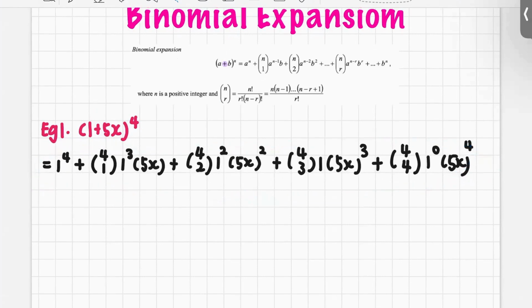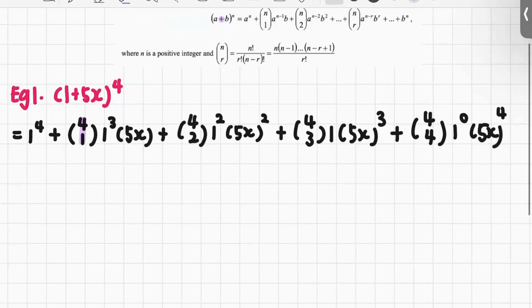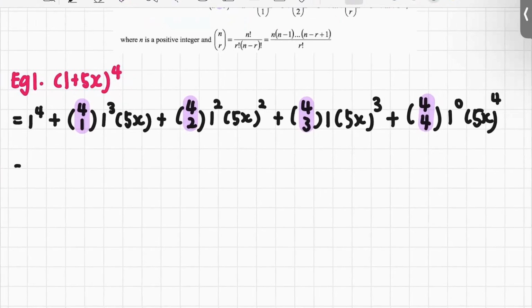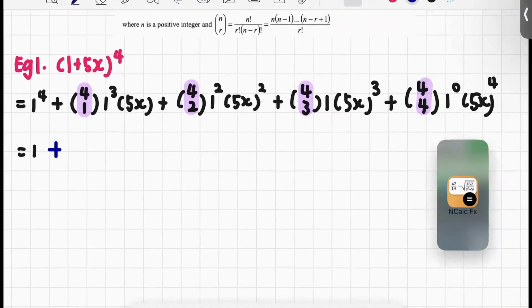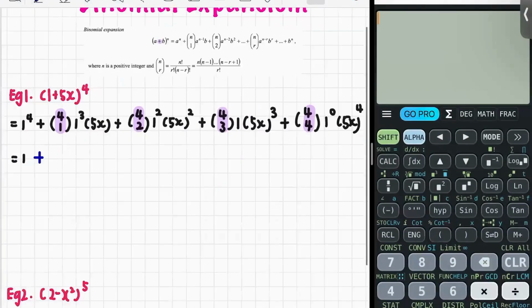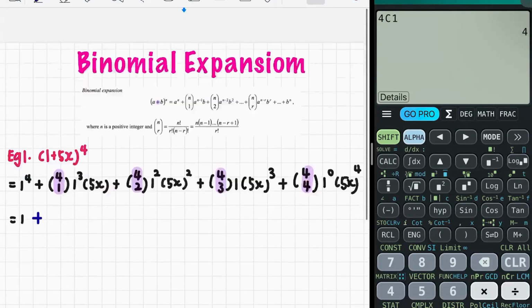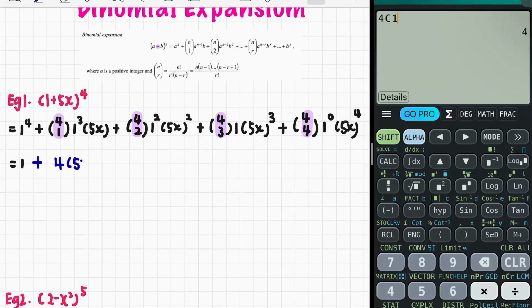Now the only concern you should have is all this. You're just going to get rid of it using your calculator, and it just becomes a number. So 1 power 4 is 1. I'm going to alternate the color so you can all see. Now I'm going to do the second term. How do you actually press this? On your calculator, you look for the nCr button. It's usually above the divide button. So how we write it is 4, shift, divide, and then 1. Then equals, and it will just become 4. So this one is 4 times 1 times 5x.